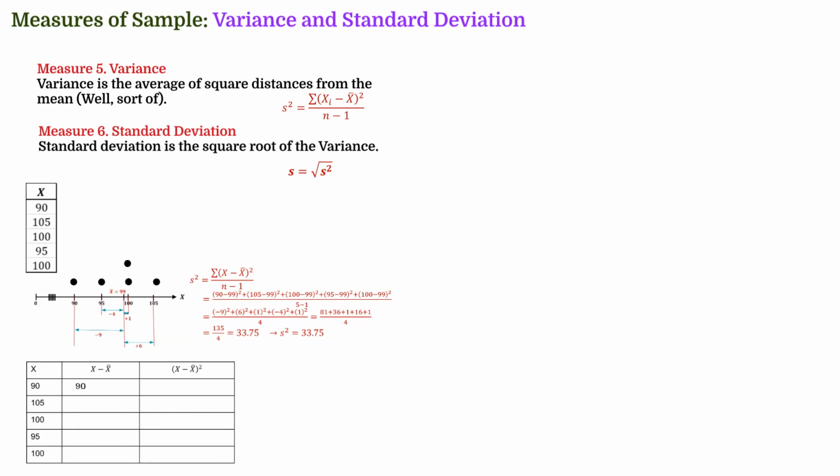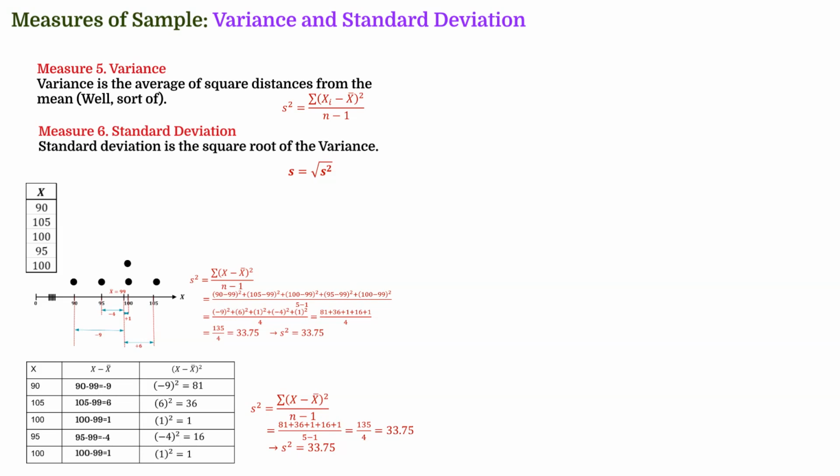We can also make a table for the calculation. Here, 90 minus 99 is minus 9. 105 minus 99 is 6. 100 minus 99 is 1. 95 minus 99 is minus 4. 100 minus 99 is equal to 1. Now let's square these values. Minus 9 squared is 81. 6 squared is 36. 1 squared is 1. Minus 4 squared is 16. And 1 squared is equal to 1.